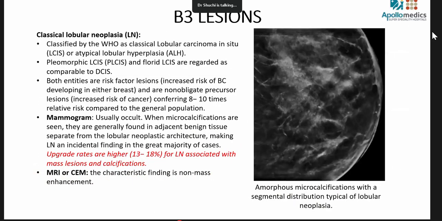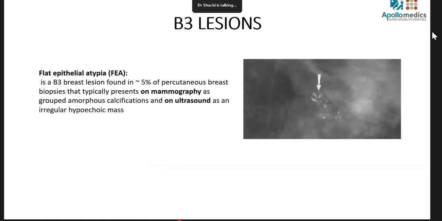Coming to the classical lobular neoplasia, WHO has classified this as lobular carcinoma in situ or atypical lobular hyperplasia. Mammogram is usually occult unless microcalcifications are there. They are generally found in adjacent benign tissue, separate from it. So you go for an MRI or contrast enhanced mammography. The characteristic finding is non-mass enhancement. Flat epithelial atypia is a B3 lesion found in 5% of percutaneous breast biopsies that typically presents on mammography as grouped amorphous calcification and on ultrasound as an irregular hypoechoic mass.